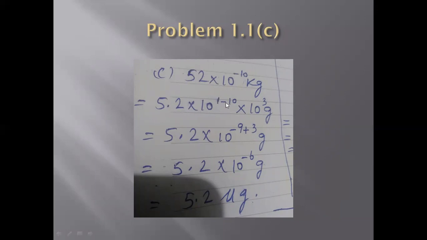Okay, and minus 10 is given in the question, and instead of kilo I wrote 10 raised to the power 3. Then 1 minus 10 is equal to minus 9, plus 3, and minus 9 plus 3 is minus 6, and minus 6 becomes equal to micro. So our answer is 5.2 micrograms.